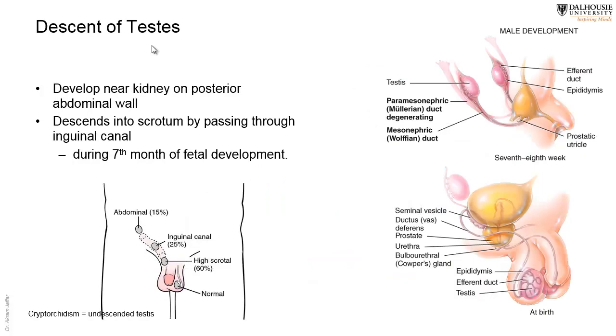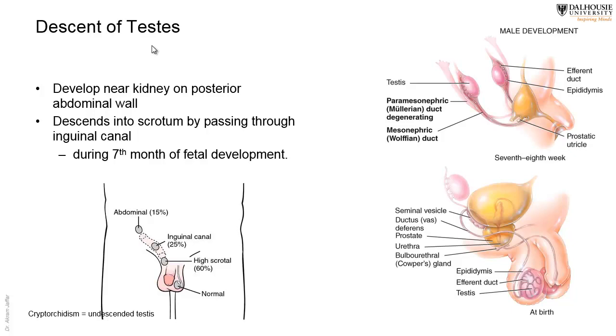The testis, and it's actually both gonads, the testis and the ovary, develop high up in the lumbar region, in the posterior abdominal wall, during embryonic life, and then they descend. So the journey of the ovary will stop at the pelvis, while the testis will continue down through the anterior abdominal wall until it reaches the scrotum, and this happens during the 7th month of fetal development.